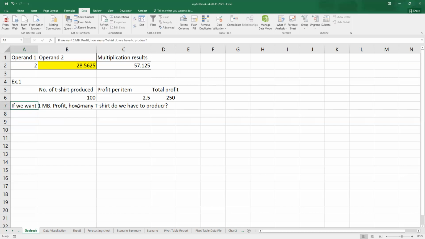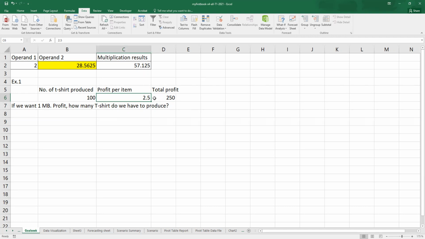In order to calculate this one, okay, we can also use basic calculation, or in this case, I will just use the Goalseek to show how we can solve this problem. We say that okay, if we want 1 million baht profit, how many T-shirts do we have to produce? In this one, we know the formula to calculate the profit, which comes from multiplying the profit per item by the number of shirts that we produce.